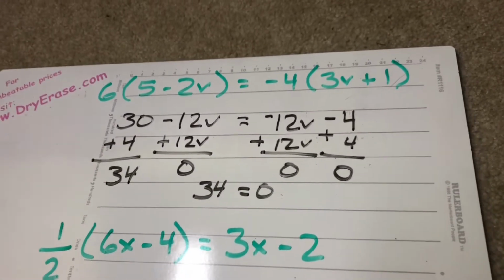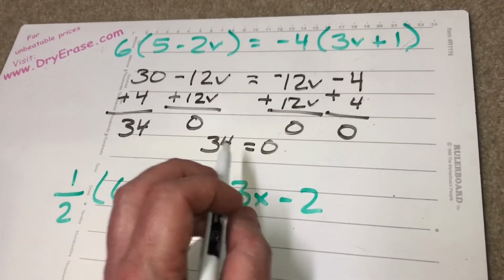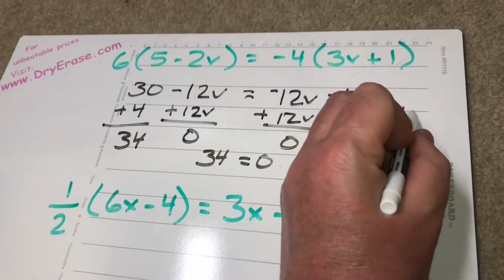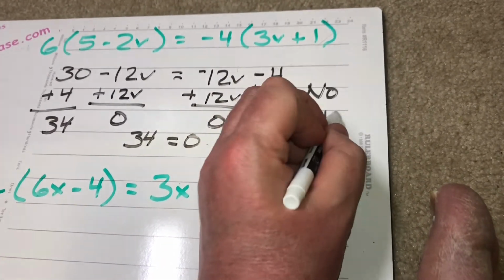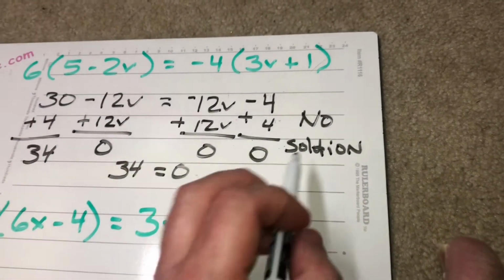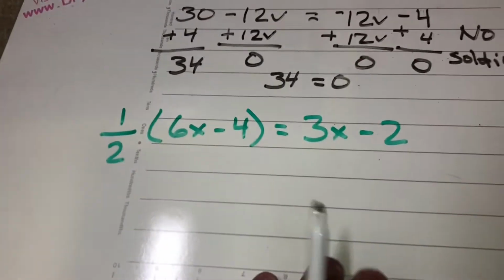Well, we know that 34 does not equal 0. So when that happens, and there's not really a way to solve it, this is what we call no solution. At this point in your math lives in 8th grade, you will sometimes have equations that have no solution. So we go to this one.